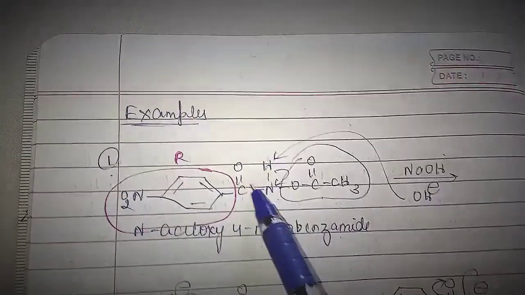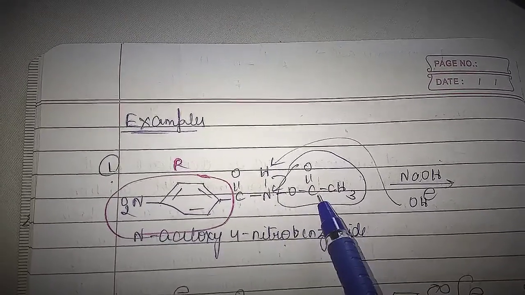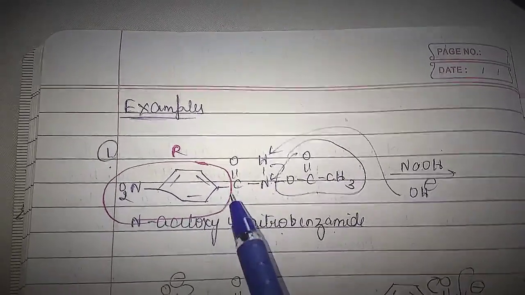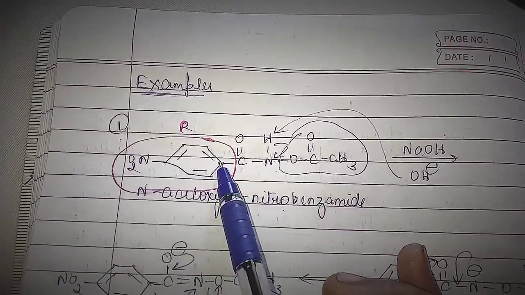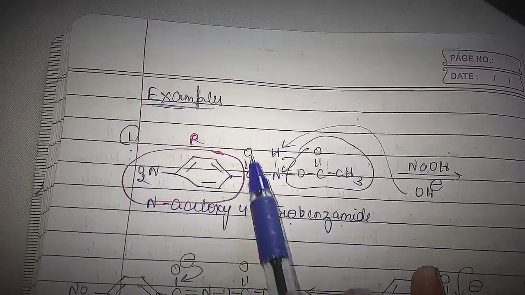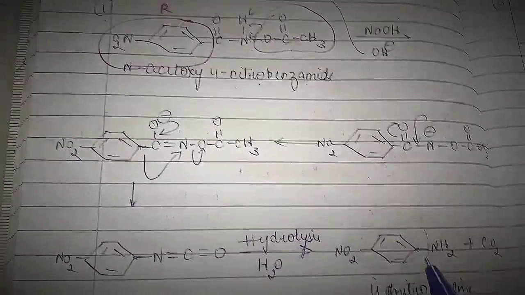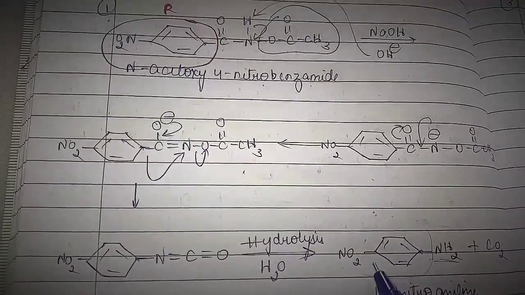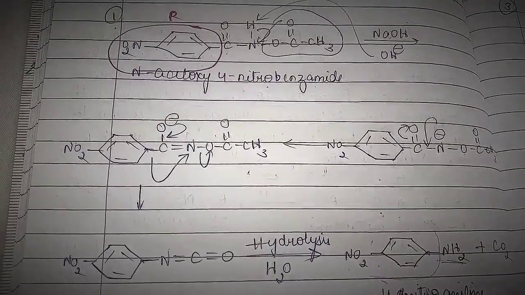Now see, C double bond O NH O CO CH3 is given. With that, nitrobenzene is attached. Hence we can understand that the whole nitrobenzene is the R group. When it is treated with NaOH, we will get the whole nitrobenzene group attached to NH2. Here this is the R group and it is attached to the NH2. This one is only the product.